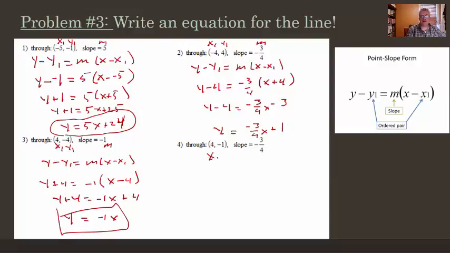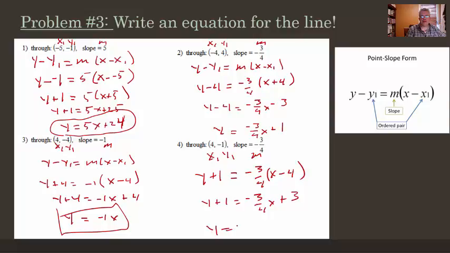Alright, last one like this. x1, y1, that's the slope. Just substitute in. y minus y1 would be y plus 1 equals the slope times x minus x1, x minus 4. This gets to be really quick after you've done it a few times. Negative 3/4 times negative 4, you may need a calculator for that, is plus 3. If we subtract 1 from both sides, we have negative 3/4 x plus 2.